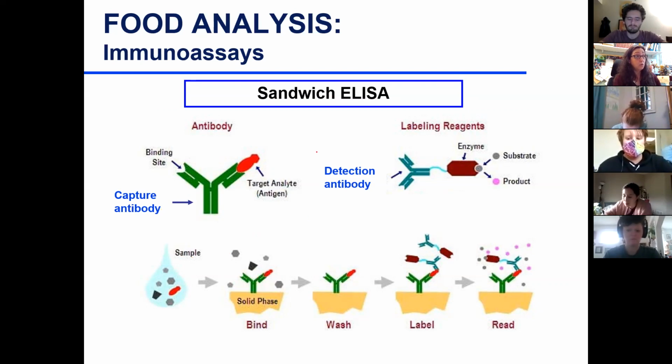And then after that, you put the labeled antibody, which we call detection antibody. It's labeled with an enzyme. So then it binds to the antigen, forming the sandwich. The antigen is sandwiched now between two antibodies. And then you add your substrate, and then you have your colored product that you would measure. Read meaning measure. Okay, so that's the simple setup of the sandwich ELISA.